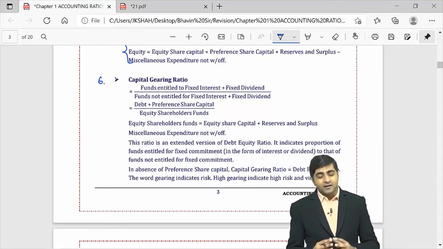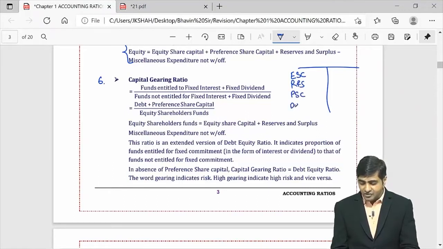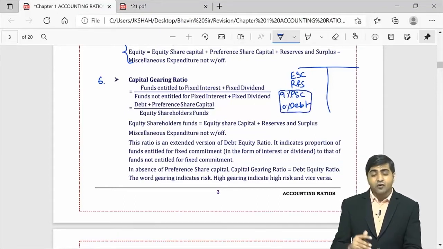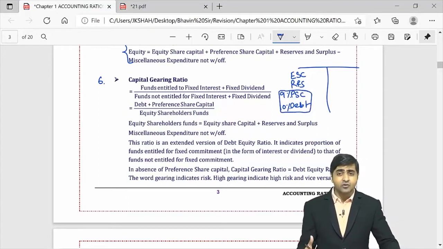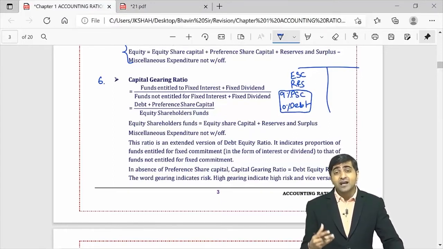So guys, suppose on your balance sheet liability side, we have equity share capital, reserves and surplus, preference share capital, debentures. Out of these, you know that preference share capital is 9%, debentures 10%. So there is a fixed commitment which we have to pay to your preference shareholders and your debenture holders, or else any kind of loans taken from the bank. The interest is already fixed. So that's why these are the funds which are going to bear some fixed commitment.